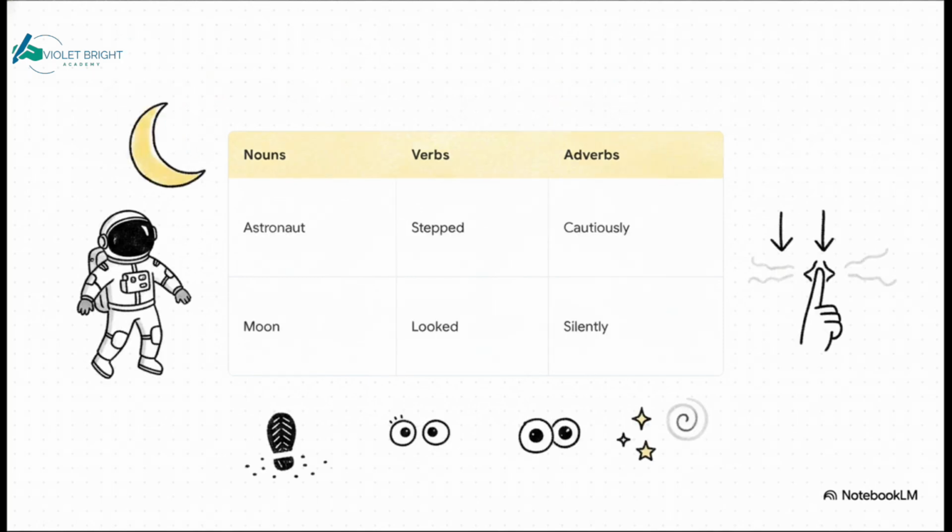Let's check the answer key and see how you did. Notice how astronaut and moon act as our nouns. They are the person and the place. The verbs stepped, looked, and twinkled provide literally all the action in the scene. And finally, the adverbs, cautiously and silently, explain exactly how those actions happened. They really set that quiet, careful mood of a moon landing, right?